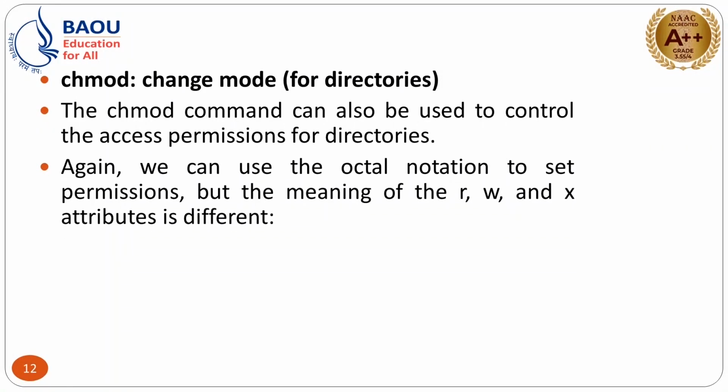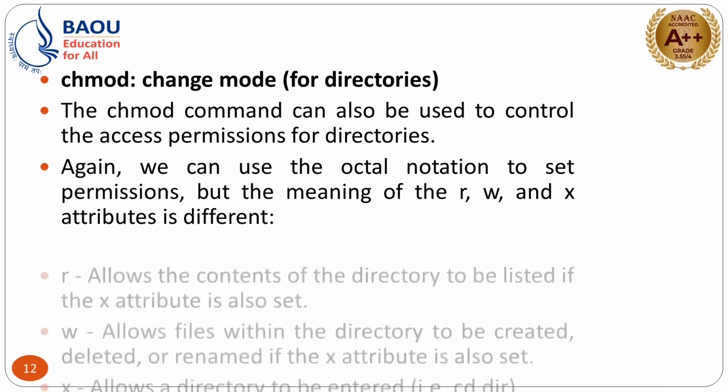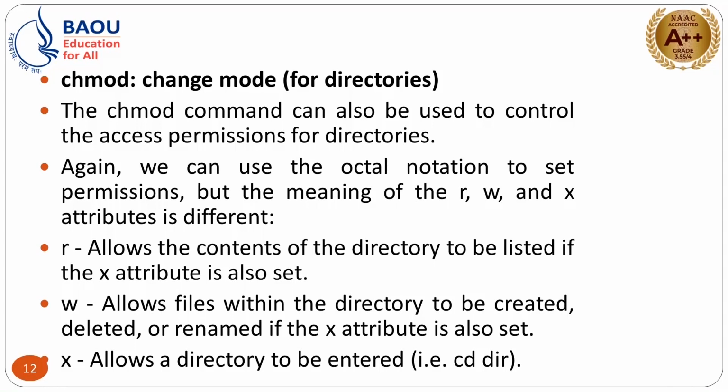For a file, you can assign read permission, write permission or execute permission. Slightly it will be different for directories or folders. How can it differ? For a directory, R represents that it allows the contents of the directory to be listed, and the X attribute, that is the execute attribute, is set. That means if the execute attribute is set, in that case you can move inside that particular directory and you can list all the files or all the subdirectories that are available in that particular folder or directory with the help of the R option.